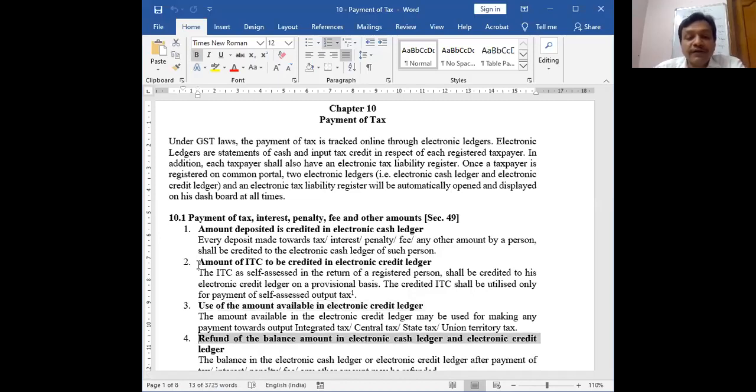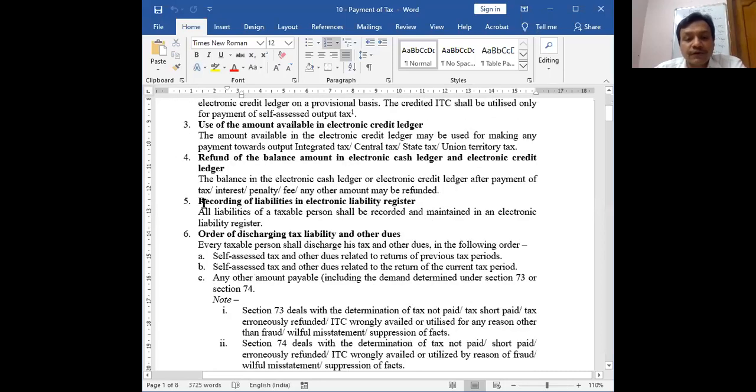Fourth point, whatever is the amount available in your electronic cash ledger or electronic credit ledger, you are entitled to claim that amount as refund. Fifth point, all your liabilities, tax, interest, fee, penalty, or any other thing will automatically be reflected in your electronic liability register. How do you discharge the liabilities and other dues?